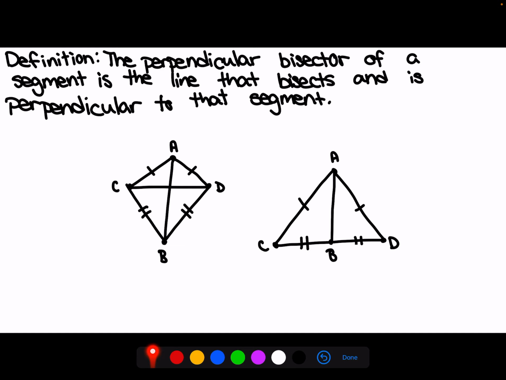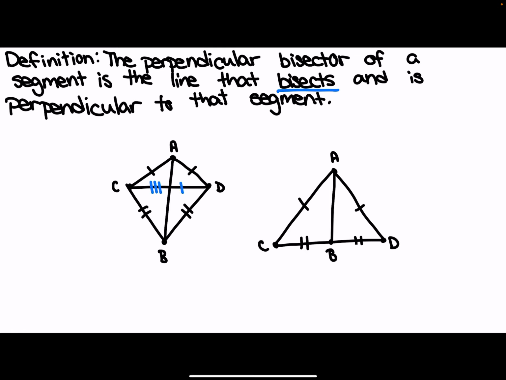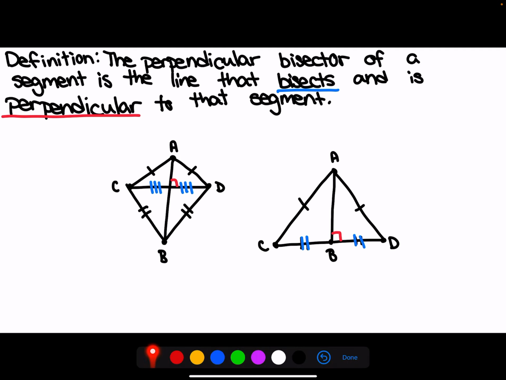Meaning, in this case, AB is going to be the perpendicular bisector in both. So it will not only bisect, it will not only cut CD in two, but it will also intersect at 90 degrees, which we can see right here. It's bisecting, it's cutting it into two equal parts, and then it's perpendicular, meaning that it's intersecting at right angles. So that is the definition of a perpendicular bisector.